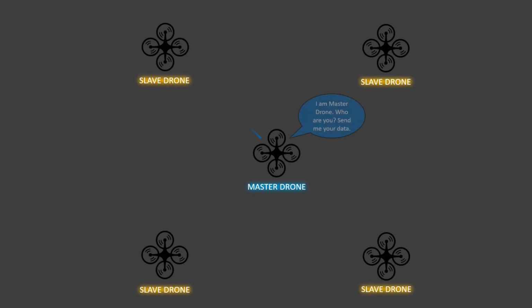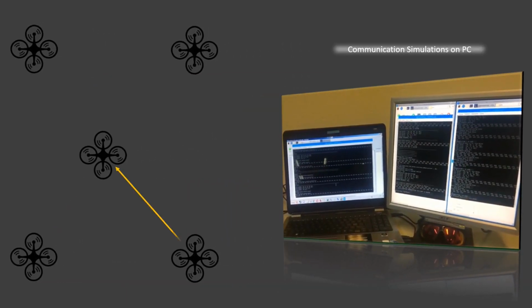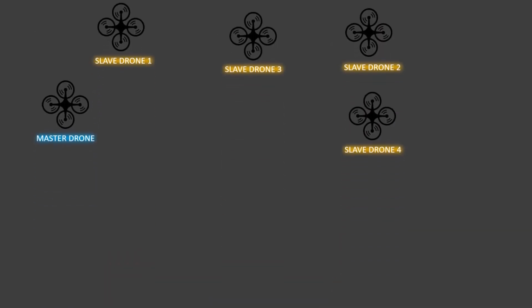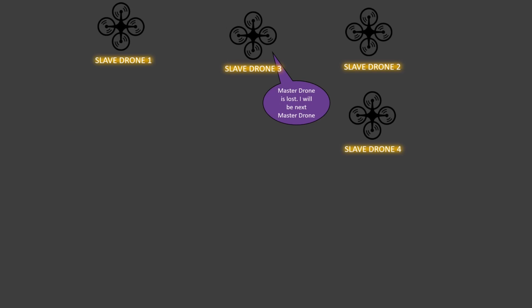We have master and slave drones, and they have an endless and non-stop communication process on the Swarm system. They are always talking to each other, and all communications are being checked. On the left side, you can see these communication simulations. In every communication loop, the next master drone will be selected randomly. The master drone controls these communications, and when the master drone is lost, the next master drone will become the new master drone.